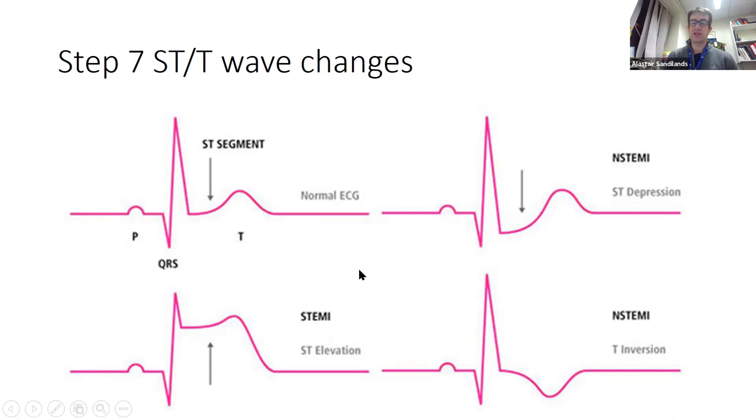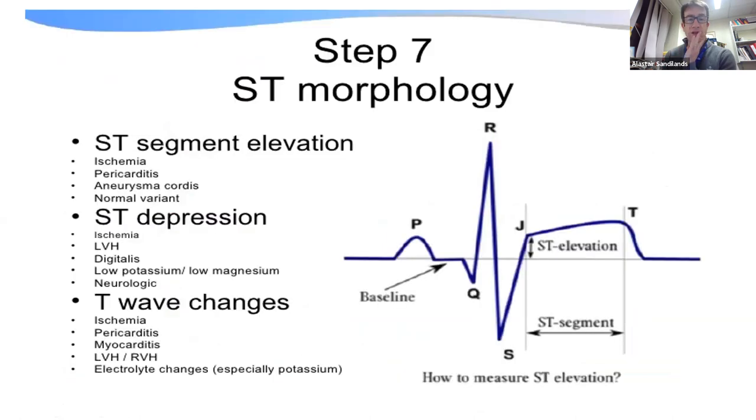So there are the ST and T wave changes that we'll talk about in week 3. That's just to show you as we complete our basic algorithm. These are just some other causes you can look at for elevation, depression, and T wave changes.